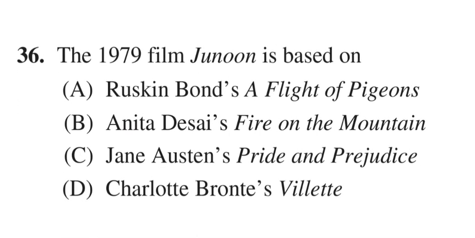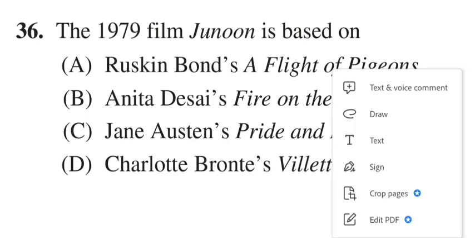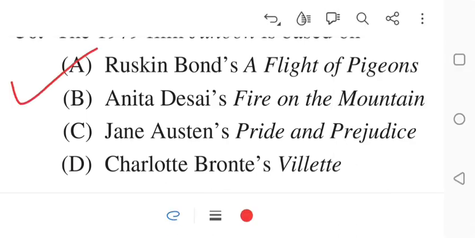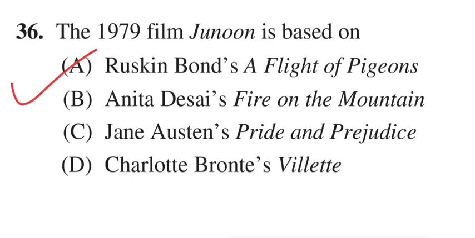Number 36. The 1979 film Junoon. It is a Hindi film. It is based on what? Ruskin Bond's A Flight of Pigeons, Anita Desai's Fire on the Mountain, Jane Austen's Pride and Prejudice, Charlotte Bronte's Villette. The correct answer of 36 will be A. That is Ruskin Bond's A Flight of Pigeons. Ruskin Bond is an Indian English writer who is known for his writings in English. So you must know his biography as well as his body of works.